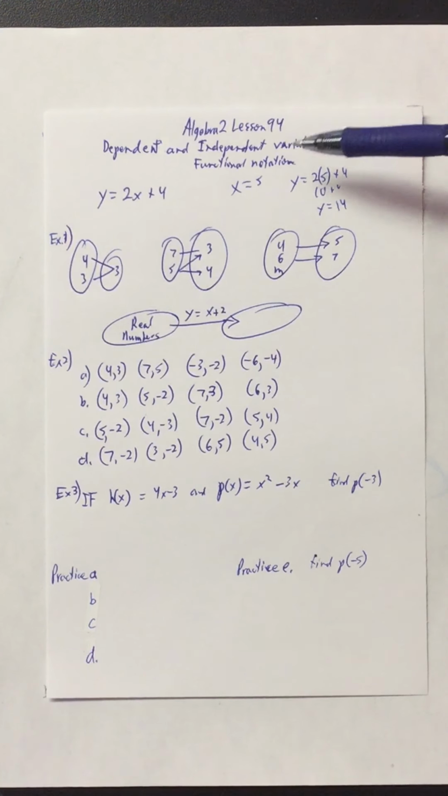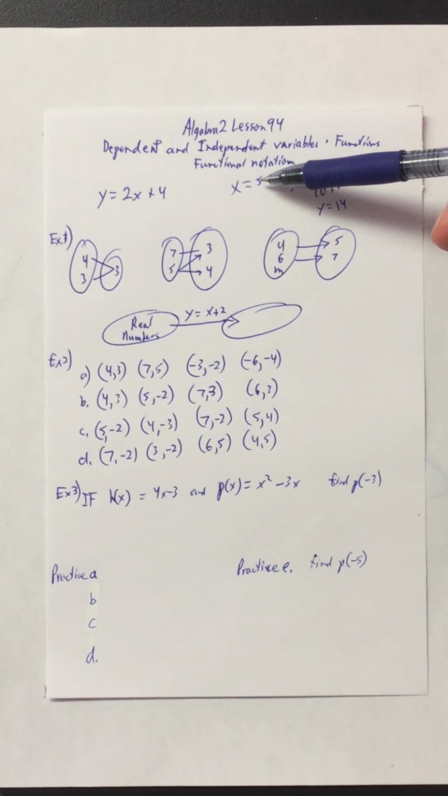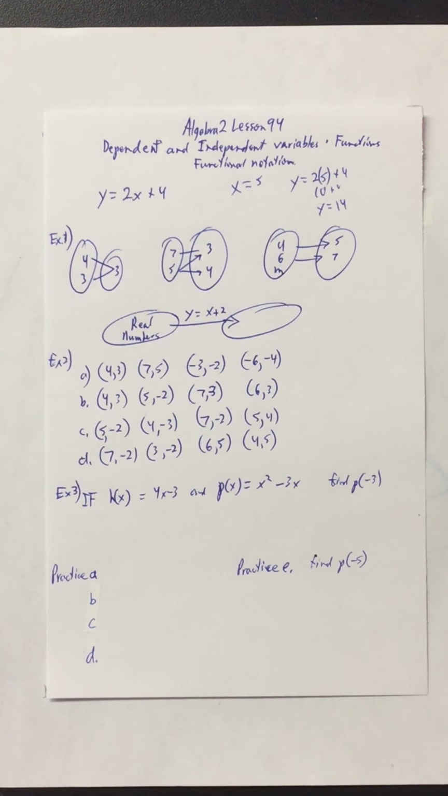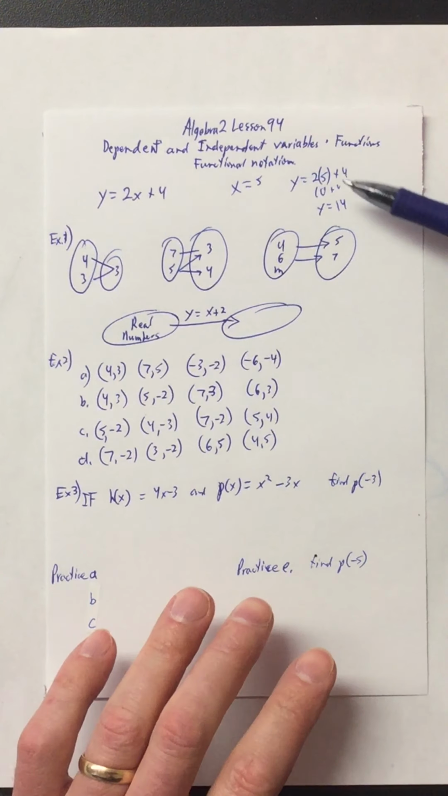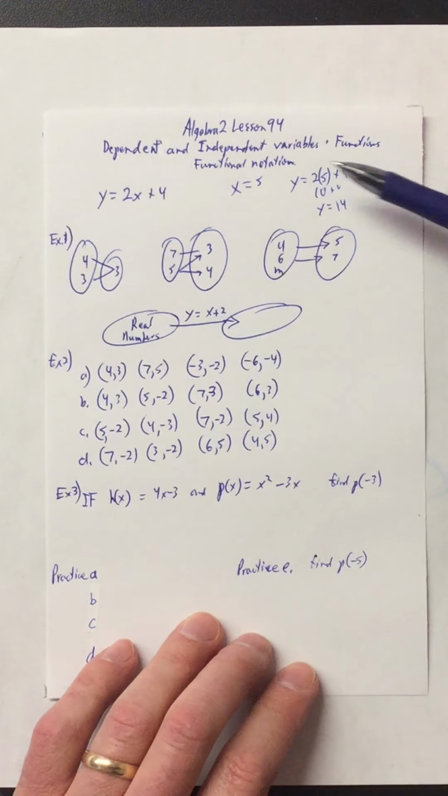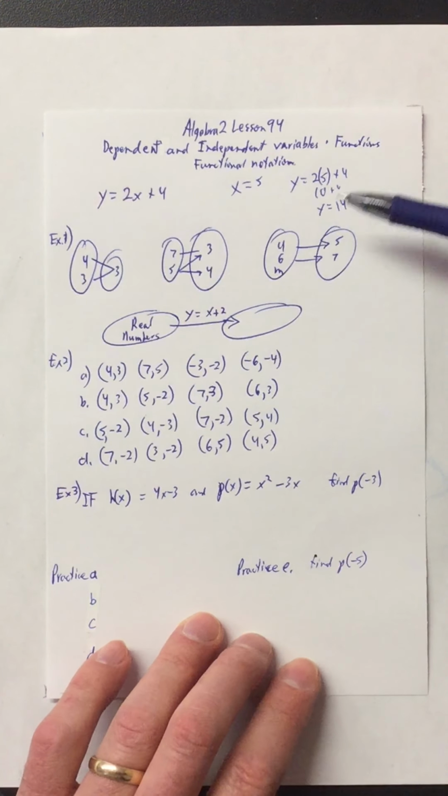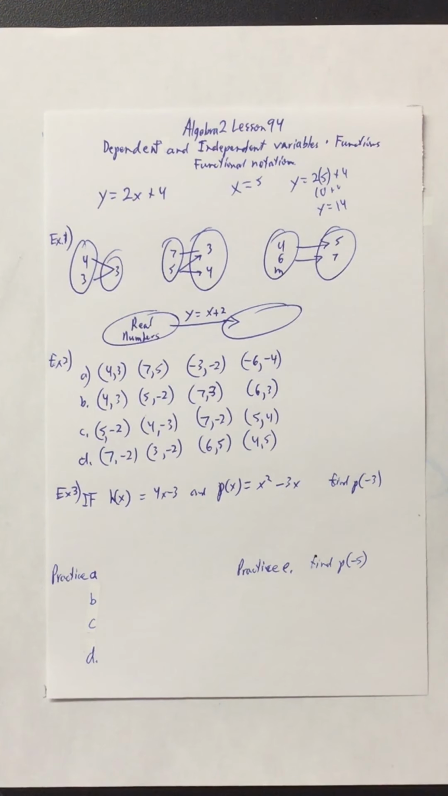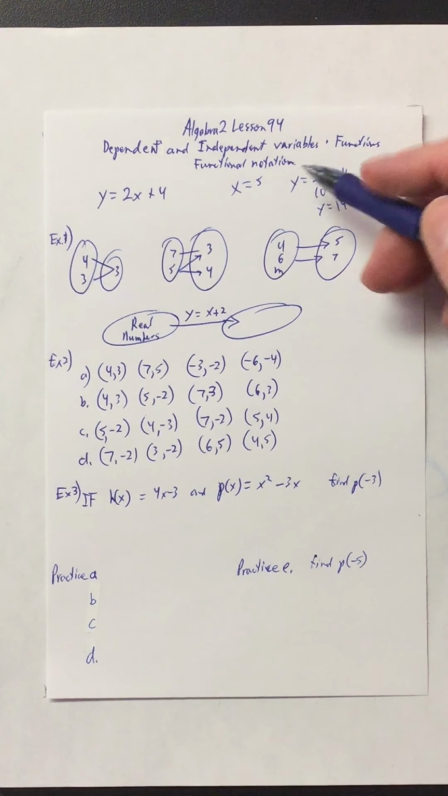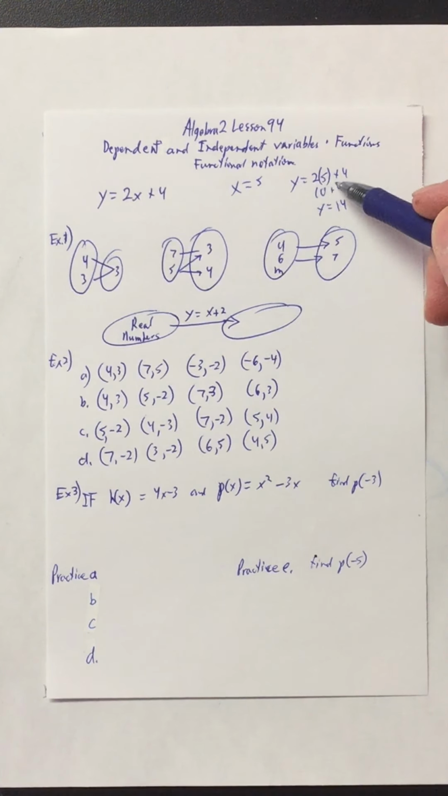In this situation, since we picked a value for x, which is 5, that would be the independent variable because it's independent of everything else. We just selected that. Then the 14 is dependent upon what the x is. So y, 14, would be the dependent variable because it can only be what the equation lets it be once you put in the independent variable. So just identifying that there.